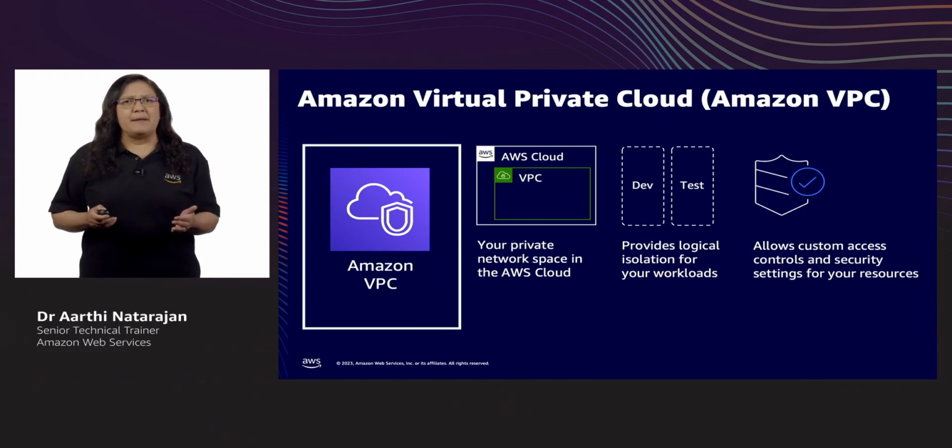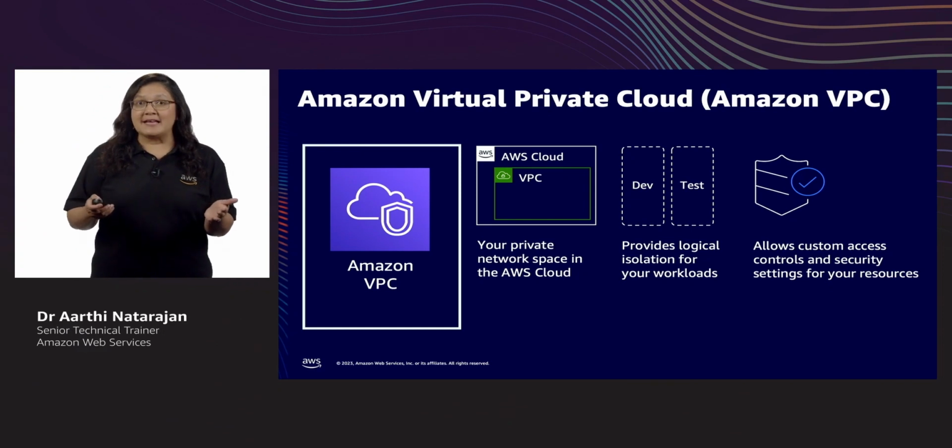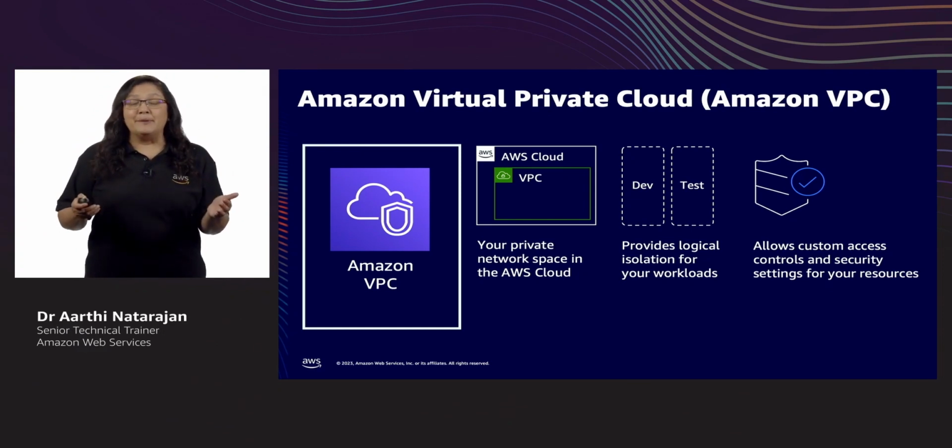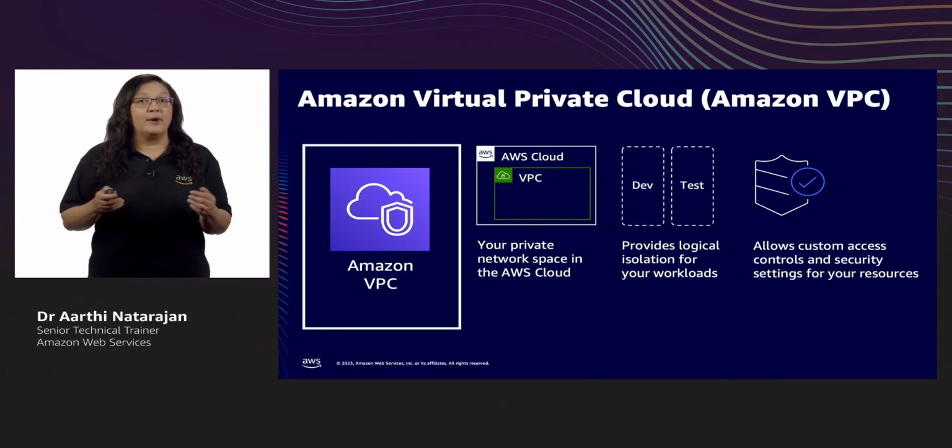VPC, like most other AWS services, is logically defined. Therefore, you can deploy as many VPCs as you need for your particular use case. It is not uncommon for larger, more complex environments to have hundreds of VPCs. Ultimately, it gives you control over the network access to your workloads, whether that be public access to the internet or private access only to your on-premise or corporate environment.